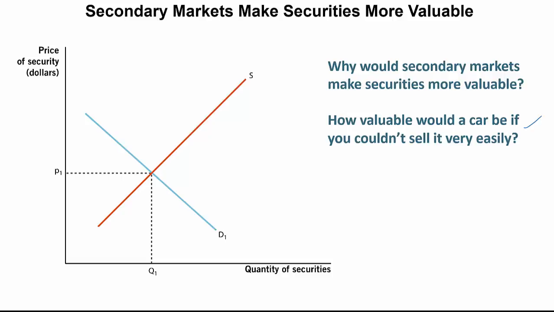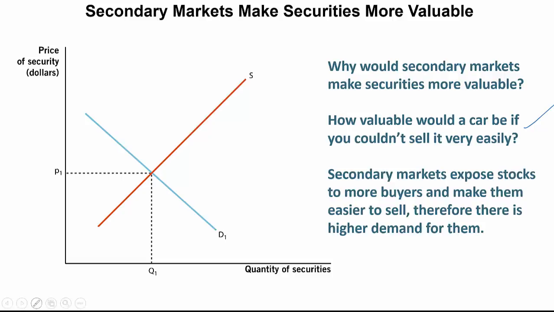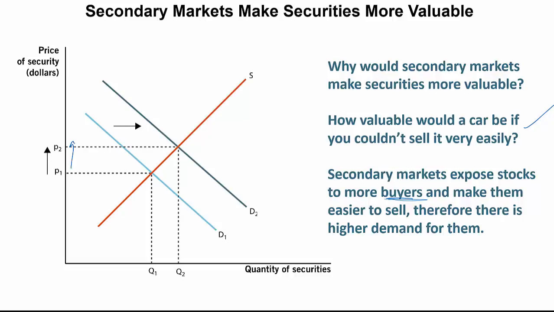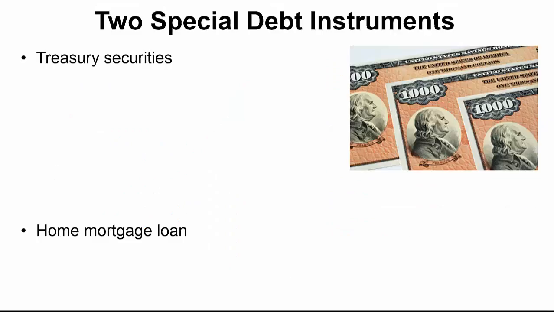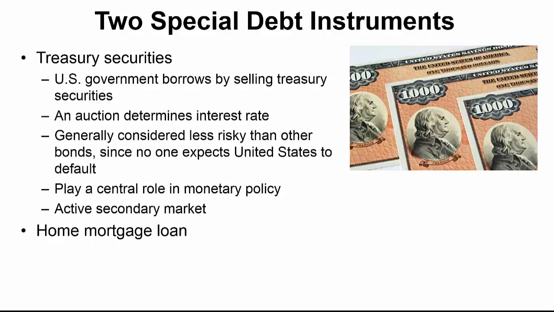Well, we just discussed this. Secondary markets expose stocks to more buyers. Okay, and basically that just means there's a larger market that might be demanding those stocks. Okay, so there's a higher demand for them. Boom, and so that allows the price to go higher. So that's one reason you might own stock, is so you can sell it later at a higher price. All right, we're going to talk about two other debt instruments that are important, especially going forward in macroeconomics. Treasury securities, these are U.S. government debt.